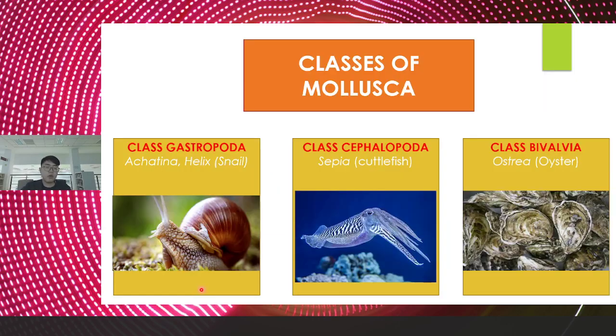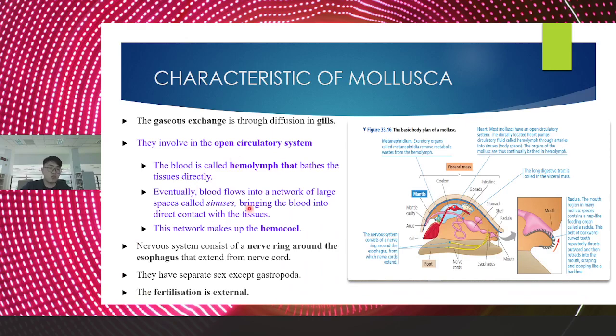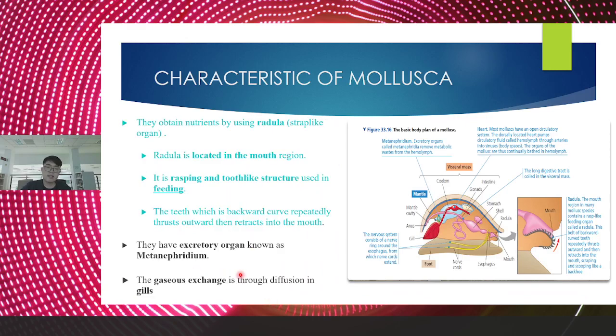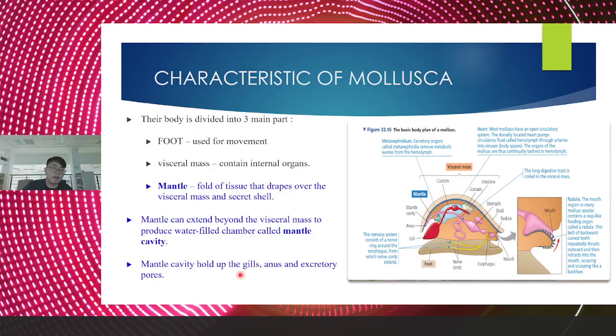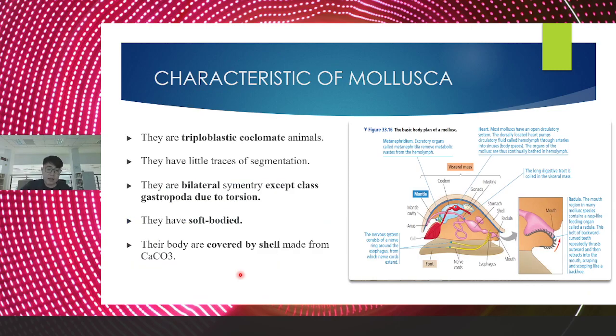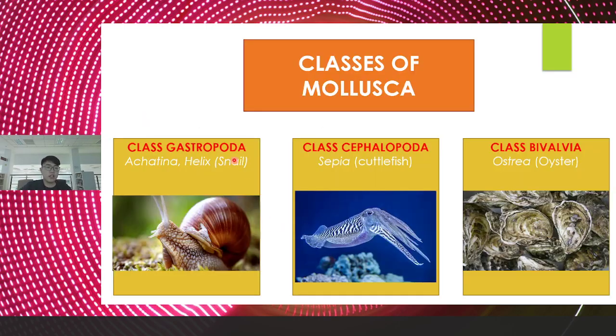For the classes of Mollusca, the snail is under Gastropoda. There are some exceptions for Gastropoda. The first exception is they do not have separate sexes, and the second exception is that there is no bilateral symmetry for snails. For class Gastropoda, an example is the snail. Then the class Cephalopoda, for example cuttlefish. And another class is Bivalvia, for example oyster.